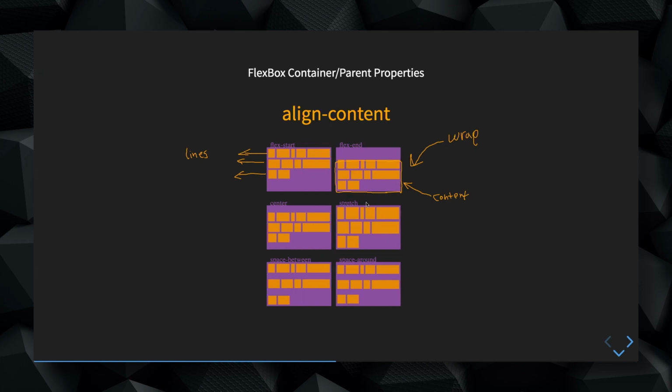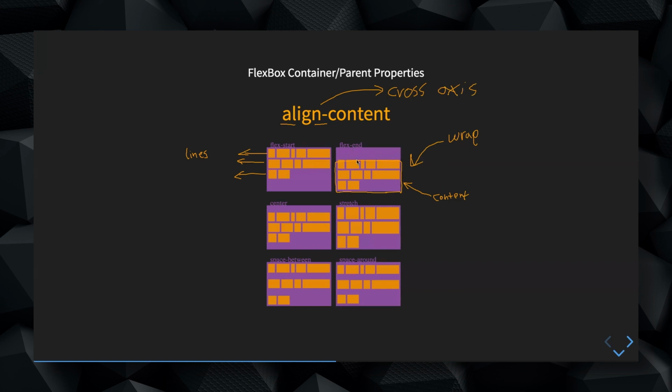So if we want all these lines that are created by flex-wrap to be thought of as a single element, as a single group, as a single block, we can align them on the cross axis. Align always goes with the cross axis. This prefix, like align-items, align-content, whenever you see align, think of the cross axis.